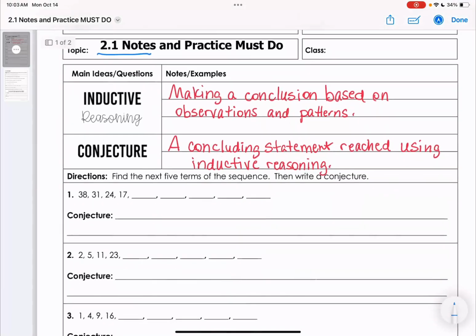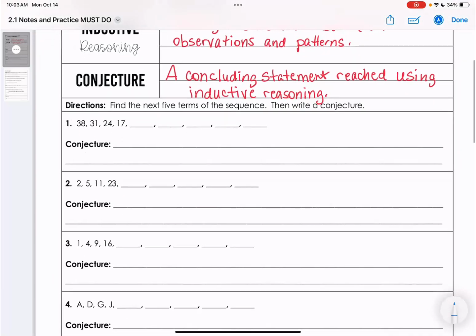So we're just going to look at these sequences down here and then write a conjecture about it. Use inductive reasoning. So here, I just want you to look at these and see if you can notice the next part in the sequence.